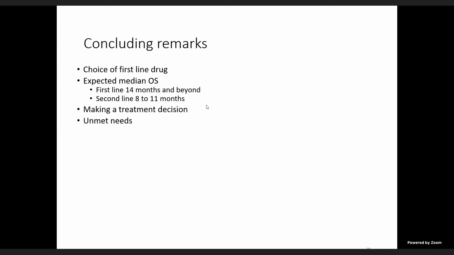So last but not the least, as they say, the king comes in the end. The only person in this entire group today who can possibly give a curative treatment is the interventional radiologist. So I welcome Dr. Vivek to talk on loco-regional therapies in HCC.